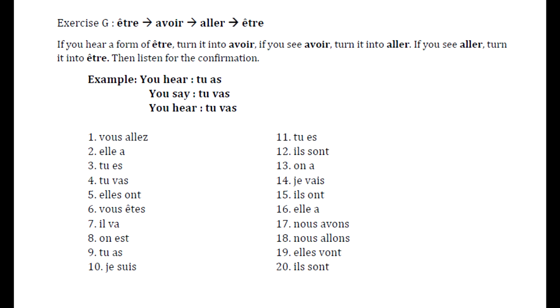Exercise G. Être, avoir, aller, être. If you hear a form of être, turn it into avoir. If you see avoir, turn it into aller. If you see aller, turn it into être. Then listen for the confirmation. For example, you hear tu as, you say tu vas. And you hear the confirmation, tu vas.